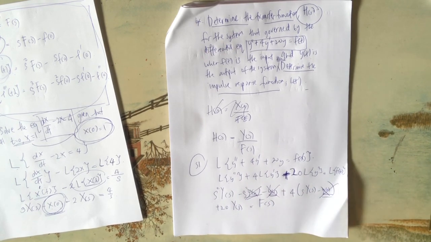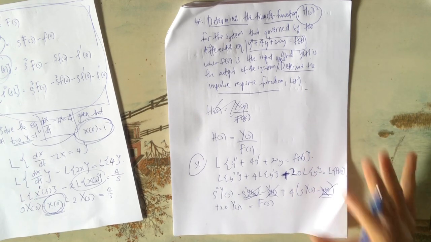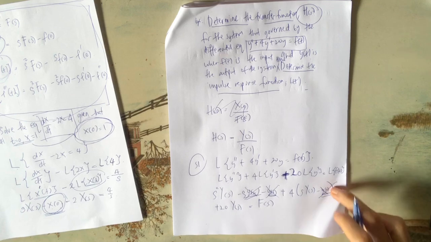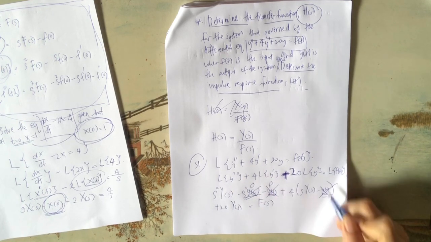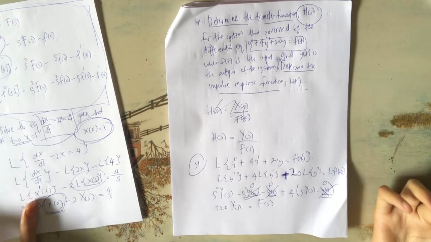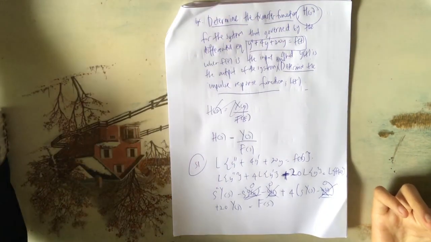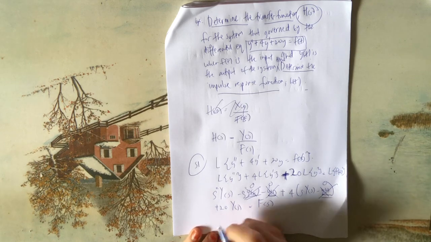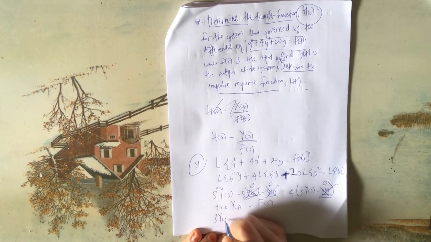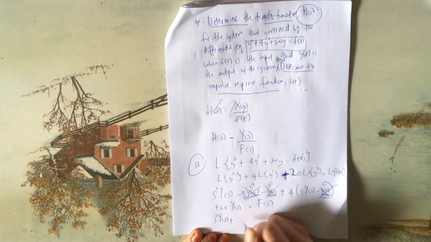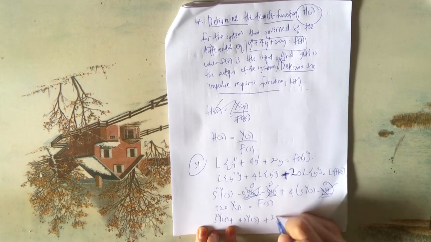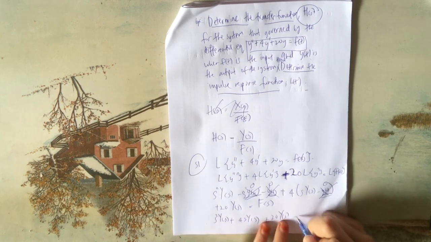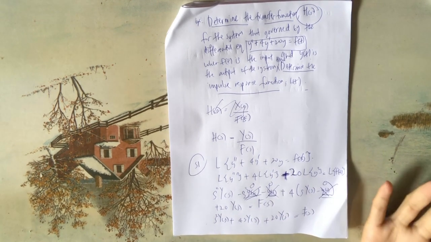Because we ignore step 2, they have no numbers that we can substitute here. So what we need to do is ignore all this initial condition. So ignore, it will become 0. Okay, it becomes 0. So what we are left with here is s squared Ys plus 4s Ys plus 20 Ys equal to Fs.